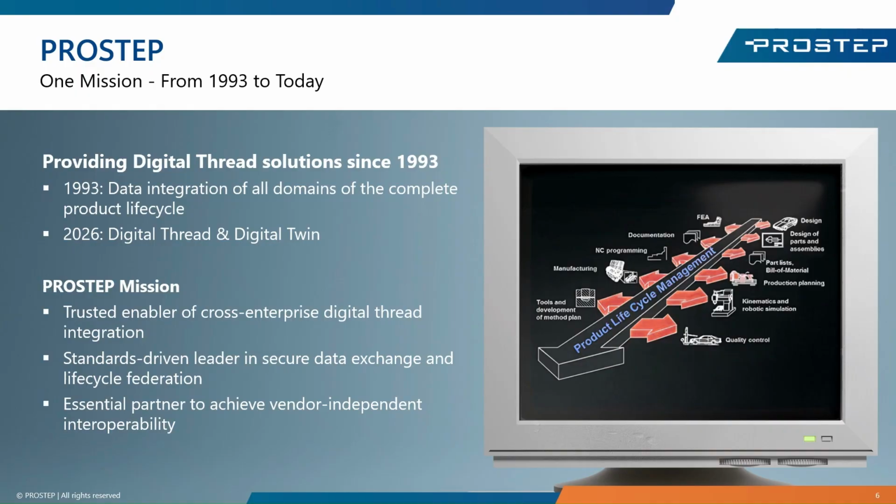For those that aren't familiar with PROSTEP, we were founded in 1993 and really have been providing digital thread and digital twin solutions since then. You see on the right-hand side an old slide that we had. That's a product lifecycle management slide, but it showed that what we need to do is integrate these different domains and provide the kind of data continuity of that digital thread across the product lifecycle. And that was what it was in 1993. But today, in 2026, we're talking about digital thread and digital twin type solutions.